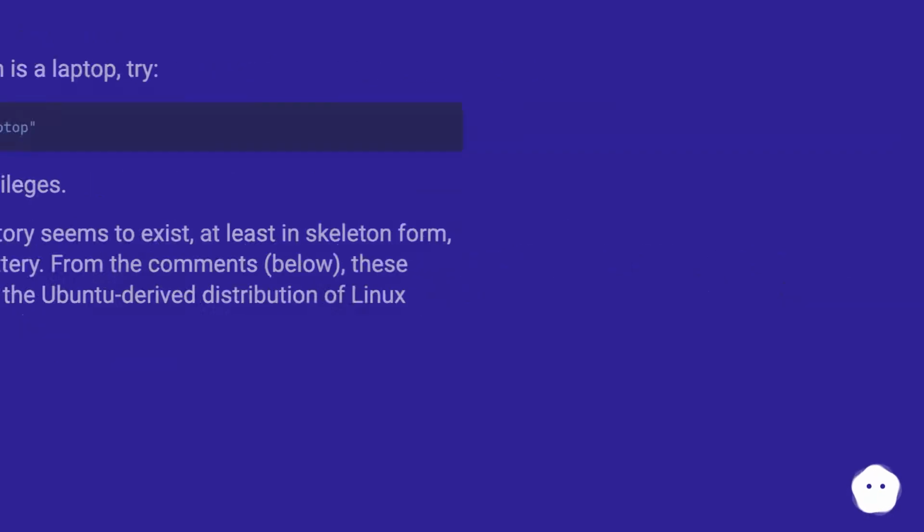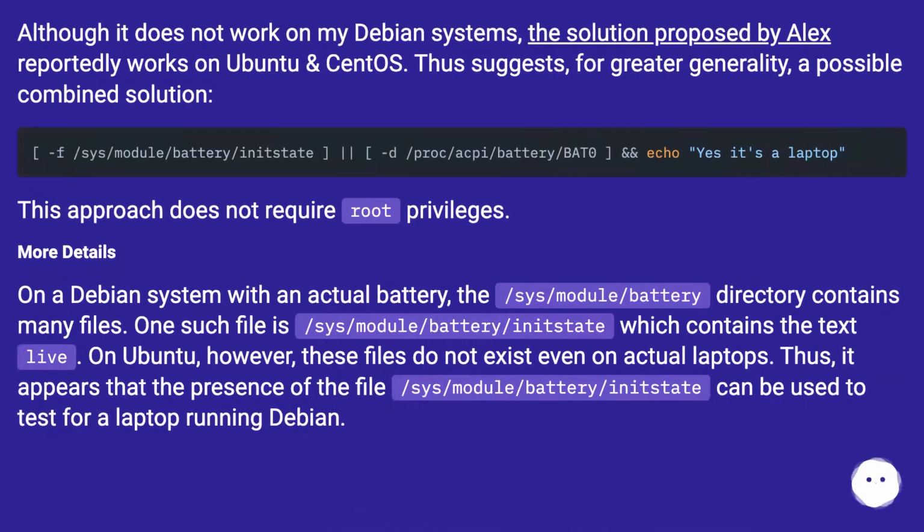More general solution. Although it does not work on my Debian systems, the solution proposed by Alex reportedly works on Ubuntu and CentOS. This suggests, for greater generality, a possible combined solution. This approach does not require root privileges.